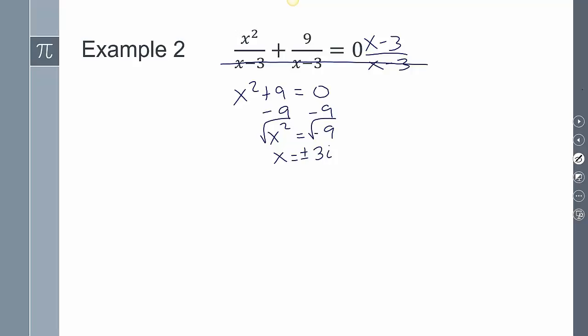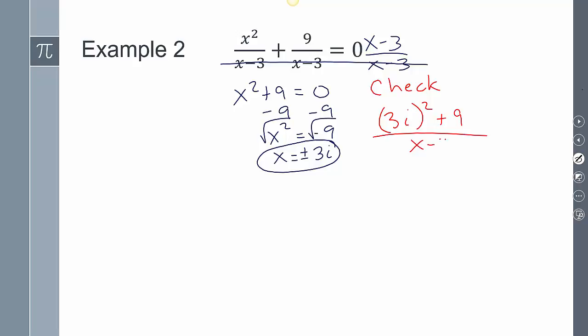Now I have to check for extraneous solutions. I have to plug these values back in. So plugging it back in, I'm going to get (3i) squared plus 9 over x minus 3 equals 0. So the 3 squared, that's going to give me 9i squared plus 9 over x minus 3. Now, I could just say, hey, my x is supposed to be 3i.